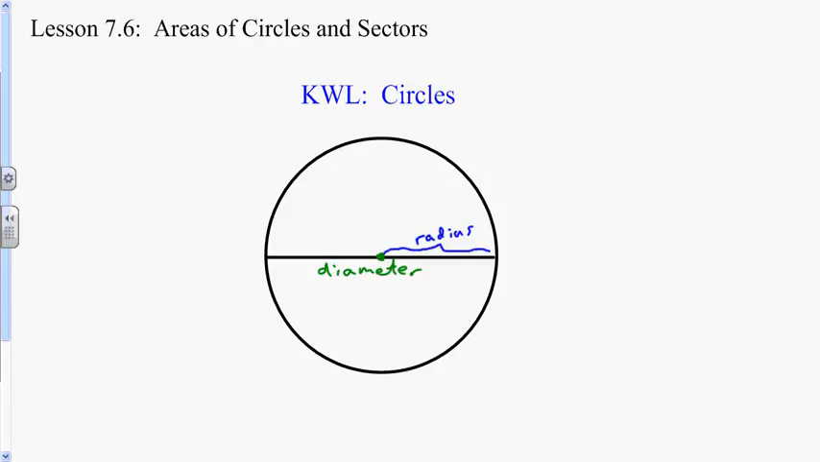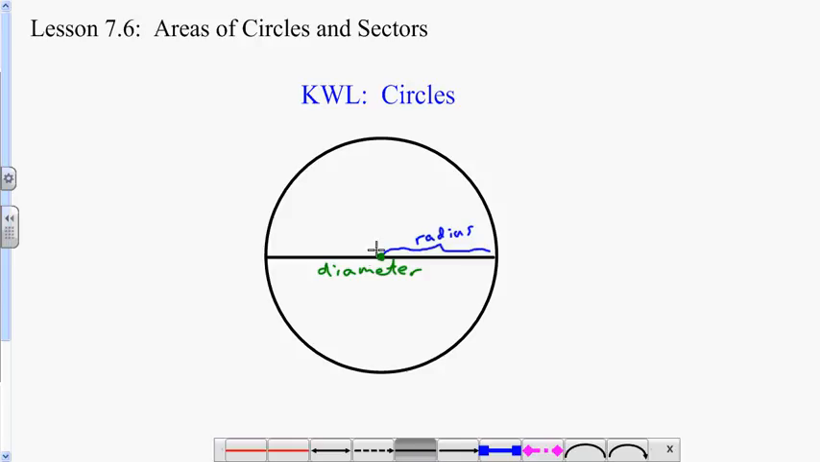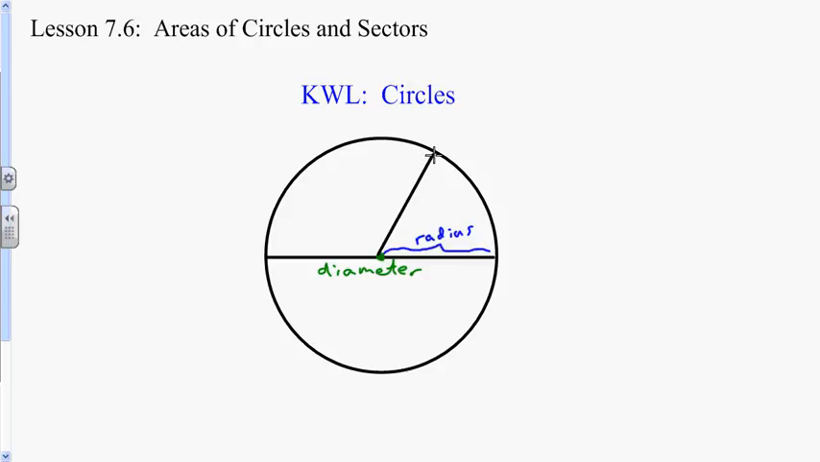We put two radii together, we have what's called a central angle, and a central angle cuts the circle into a piece. That's called an arc, or a piece of the circle. That is the arc. Now we're going to talk about something different this time.